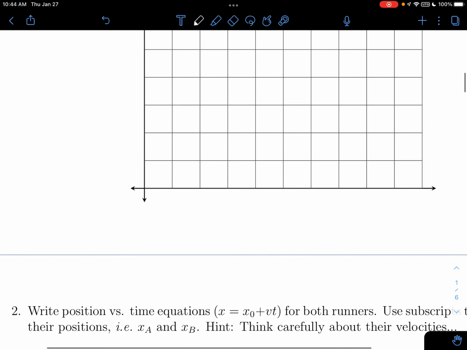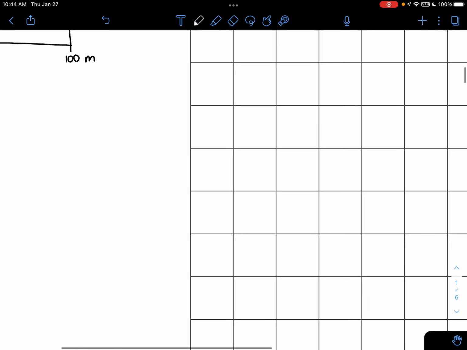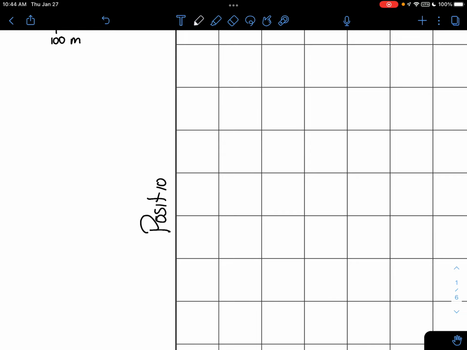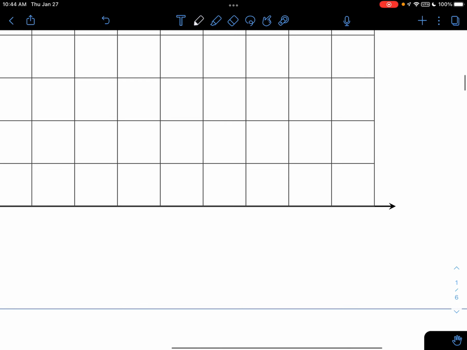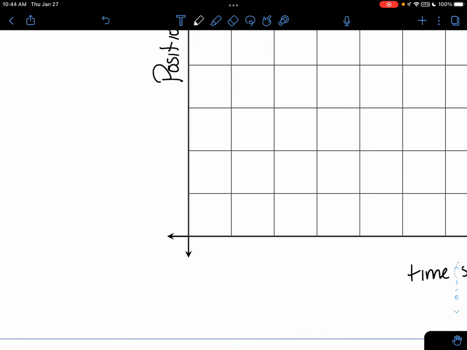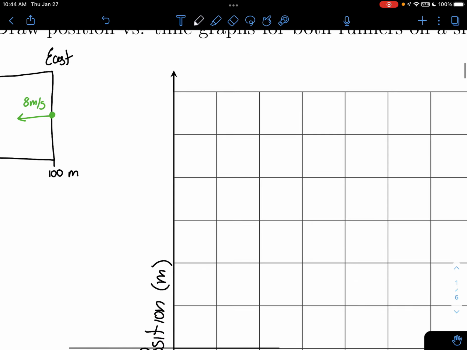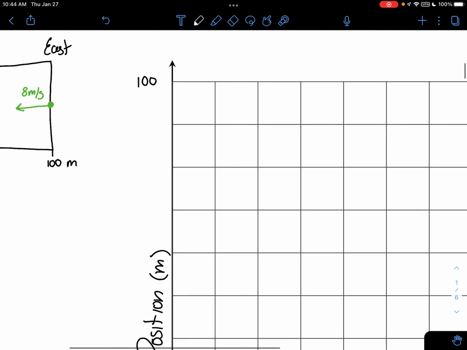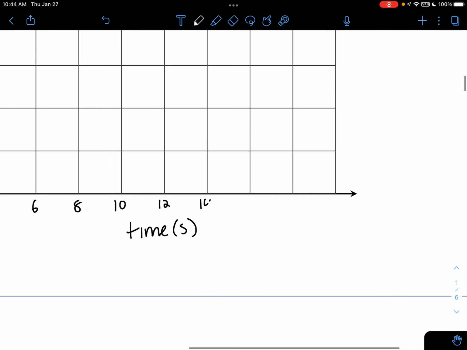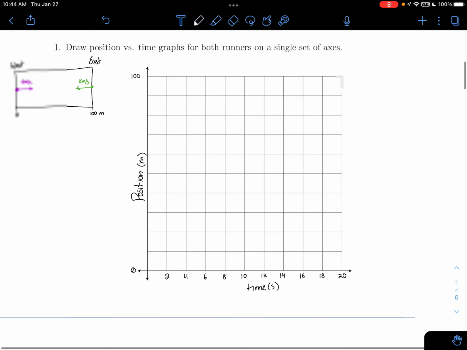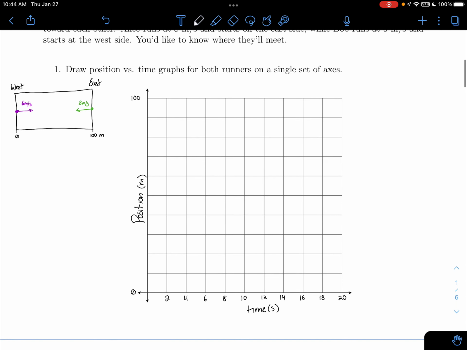So when I go over to my graph over here, I'm going to do the same thing. We're going to have our position in meters. And over here, it's going to be our time, I'll put underneath, time in seconds. We're going to say 0 meters is down here, and 100 meters is up here. And I'm just going to break the bottom into intervals of 2 seconds each: 2, 4, 6, 8, 10, 12, 14, 16, 18, 20. Wonderful. So now let's work out our position versus time graph.